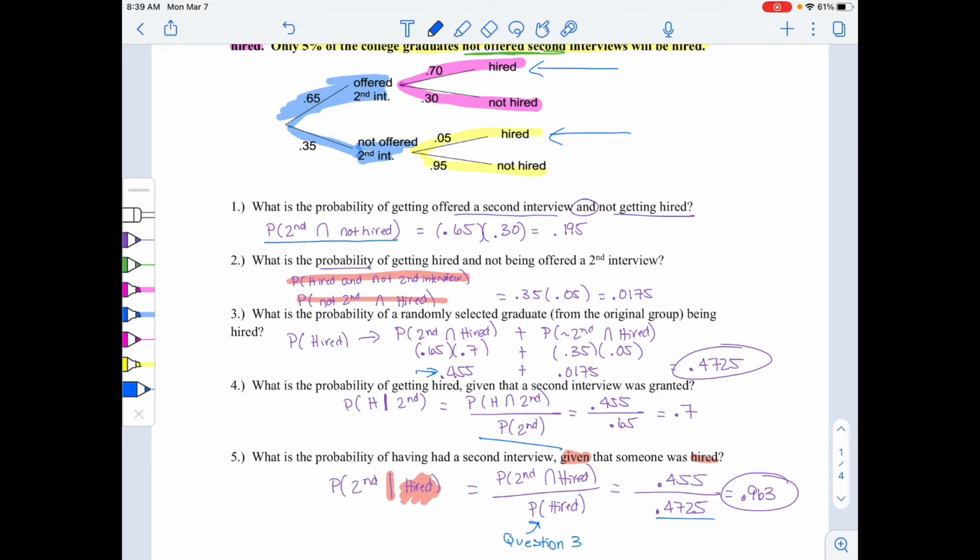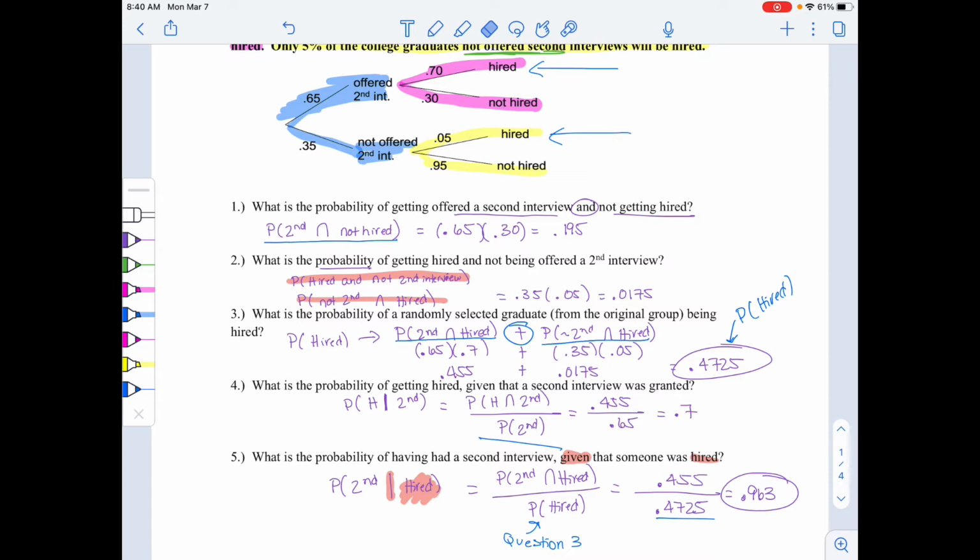So I have to set this up as a double situation. I was either offered the second interview and hired, or means add, I was not offered the second interview and was hired. So I have to do both. I have to follow both lines. So I have my 0.65 times 0.7 plus my 0.35 times 0.05. And what this represents is our probability of just being hired.